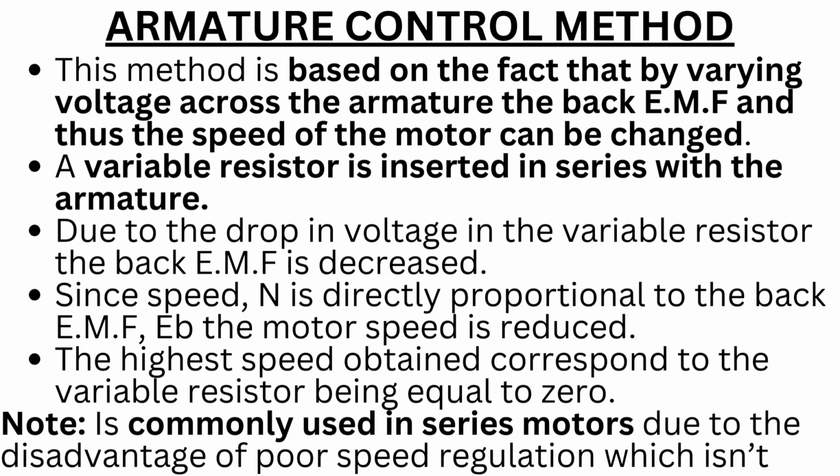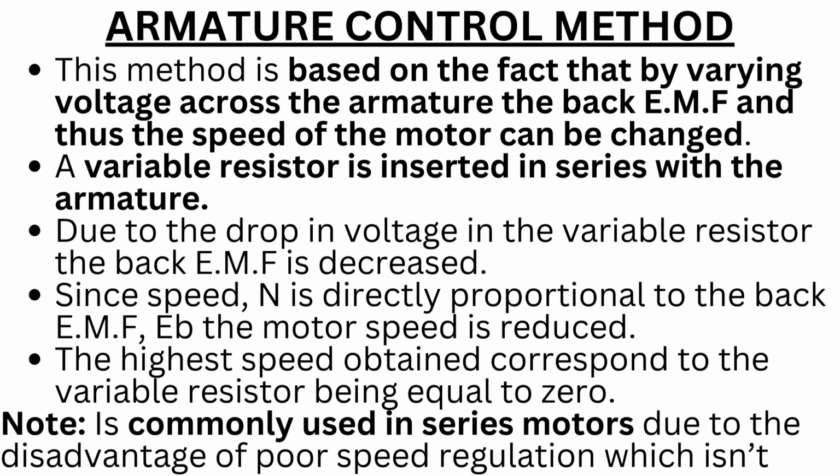Let us now look at armature control method. This method is based on the fact that by varying voltage across the armature, the back EMF and thus the speed of the motor can be changed. A variable resistor is inserted in series with the armature. Due to the drop in voltage in the variable resistor, the back EMF is decreased. Since speed is directly proportional to the back EMF, the motor speed is reduced. The highest speed obtained corresponds to the variable resistor being equal to 0.